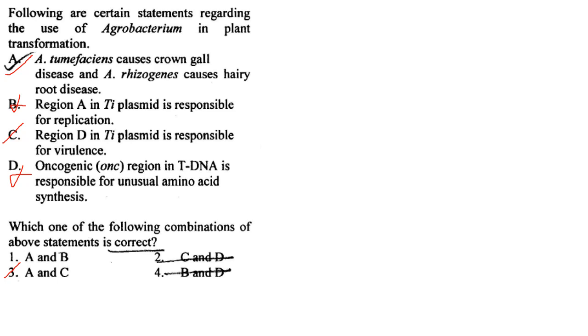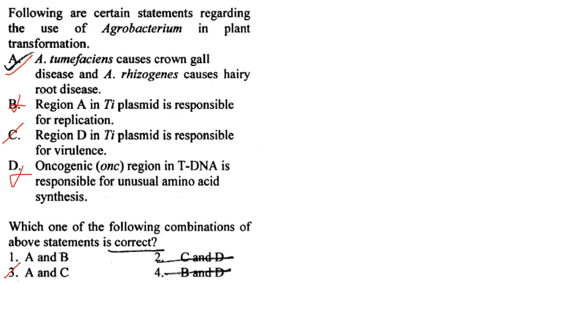Then next one. Following are certain statements regarding the use of agrobacterium in plant transformation. So these are the statements they have given, and they have asked which of the following combinations of the above statements is correct. Agrobacterium tumefaciens causes crown gall disease and agrobacterium rhizogenes causes hairy root disease. That is correct. So whichever option doesn't have A, you can just eliminate. So 2 and 4 can be eliminated.